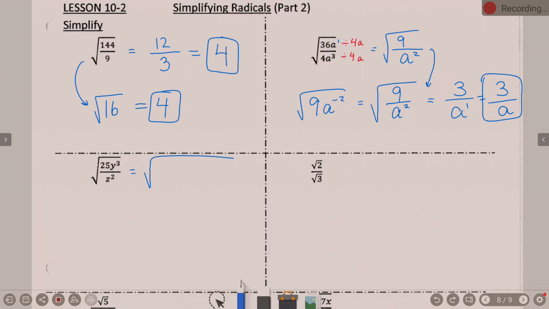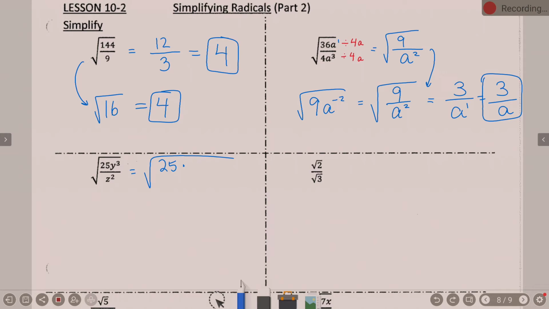Okay, now I'm going to leave it as 25, so I'm going to leave this under the radical right now. I'm going to take this in pieces. Am I going to be able to take the square root of y cubed? Well, it'll just end up being y. Well, if it's y to the third, in order to take the square root, we have to be able to take that exponent and divide by 2.